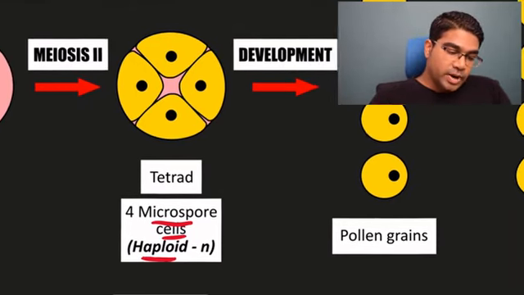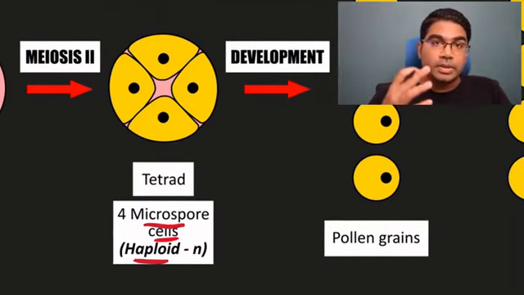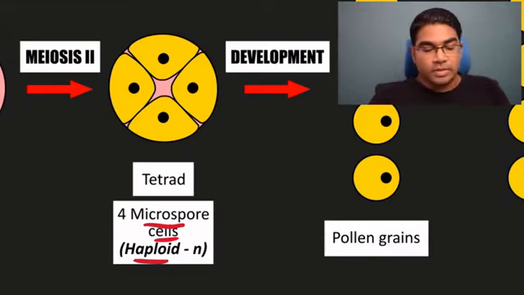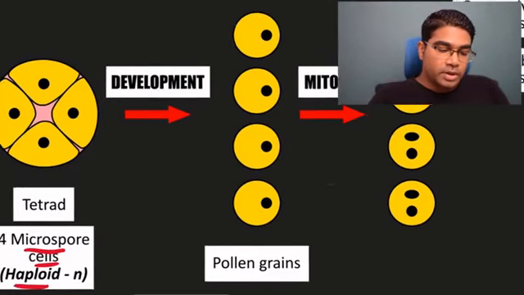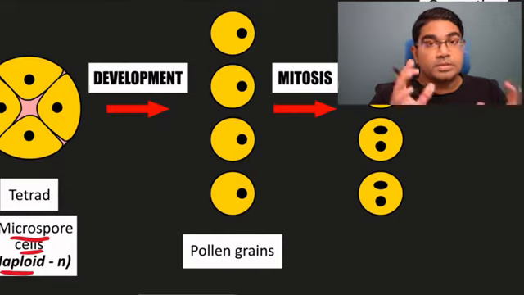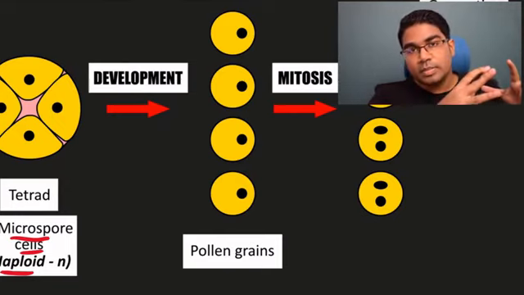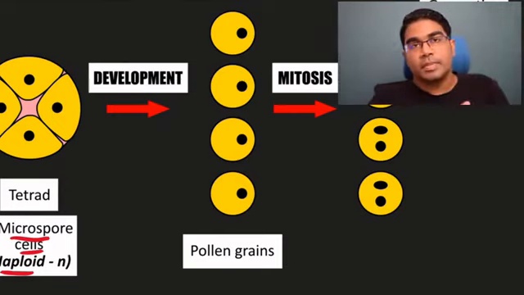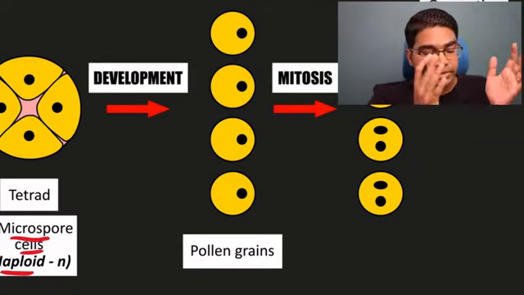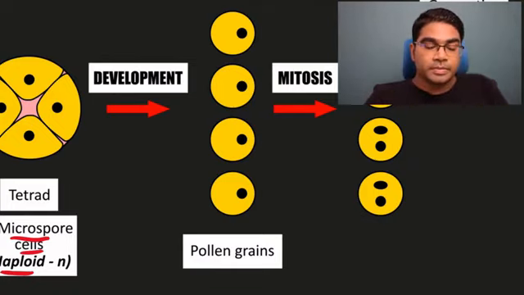So this tetrad will eventually develop and they will split into 4 individual pollen grains. So the process of the tetrad becoming pollen grains is just development. So there's growth and development. The tetrad will become pollen grains.